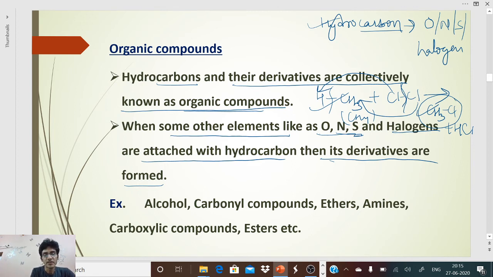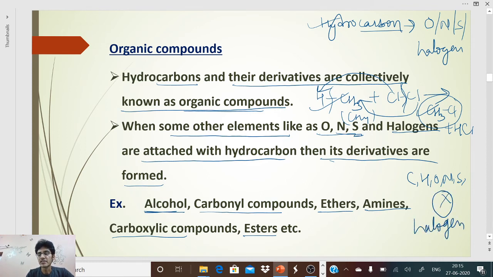Examples of organic compounds are alcohol, carbonyl compounds, ether, amines, carboxylic compounds, ester. These are some examples of the organic compound. So this is about the organic compound and the hydrocarbon. There is a basic difference between the hydrocarbon and the organic compound: hydrocarbons consist of only carbon and hydrogen, but organic compounds consist of carbon, hydrogen, oxygen, nitrogen, sulfur, halogen. X means the halogen. Halogen means fluorine, chlorine, bromine, and iodine. Okay, this is about the organic compound.